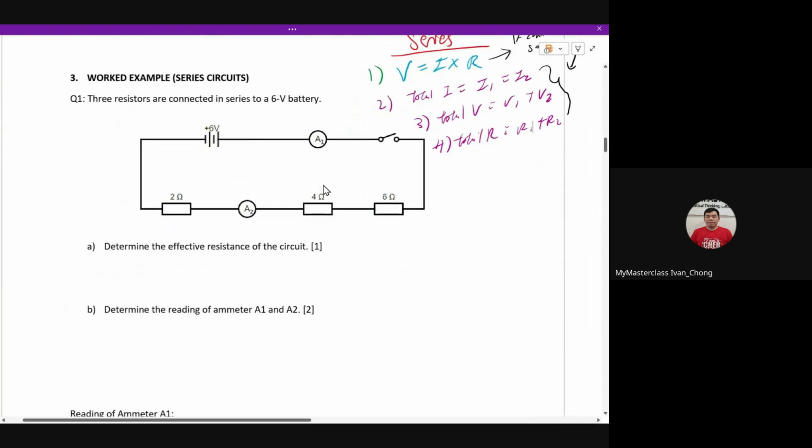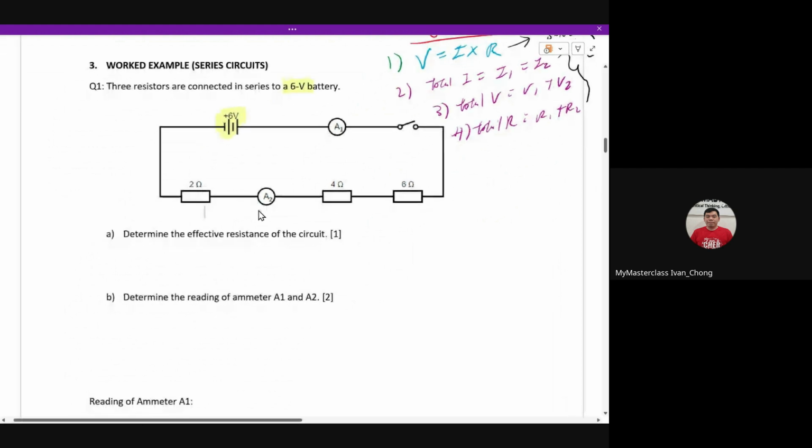Okay? So first thing, 6 volts battery. All right? Now, what is the effective resistance of this circuit? So effective resistance means the entire circuit, right? This is total R. So they're asking you what's total R.